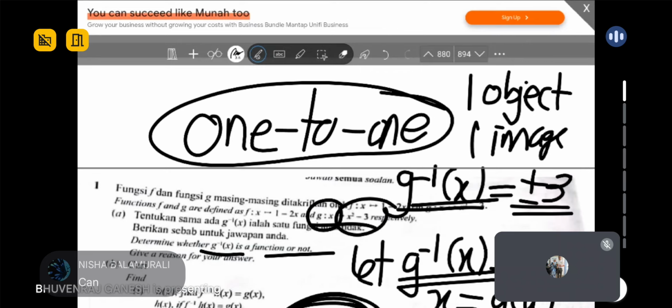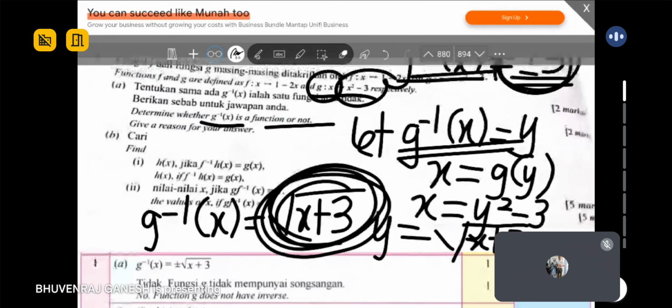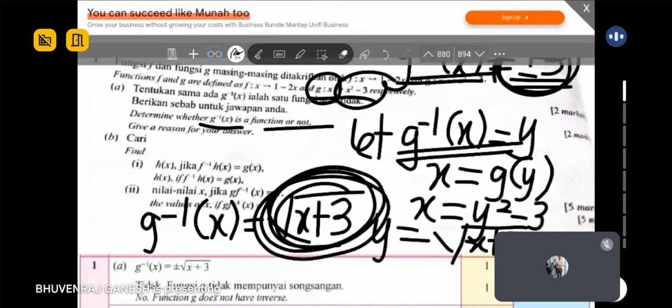Over here you have two images. Dua image. Positif 3 dan negatif 3. So that's why jawapan dia tak ada. Don't have. So you just need to say function G does not have inverse. Fungsi G tiada songsangan.